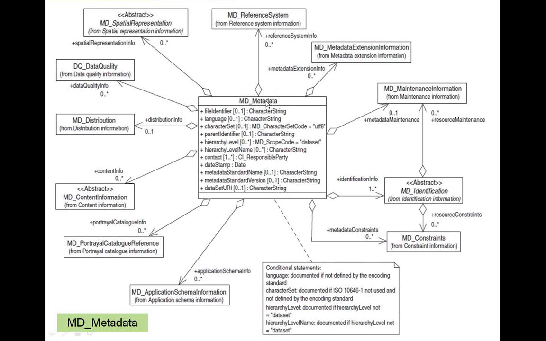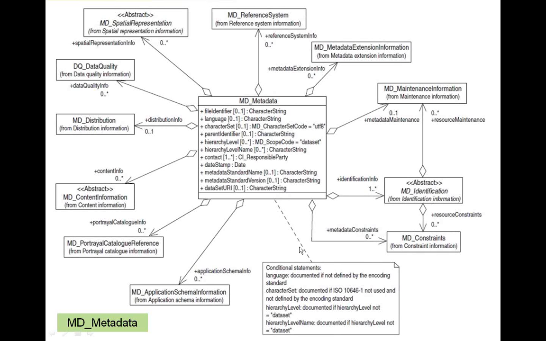Now, MD_metadata contains, again, this is aggregation. One class is the container, and the other class is within and inside of it. So inside of MD_metadata, I could have spatial representation info, which is MD_SpatialRepresentation. MD_metadata can also contain, at this level, reference system information, which is MD_ReferenceSystem. I can have metadata extension information. I can have identification information.